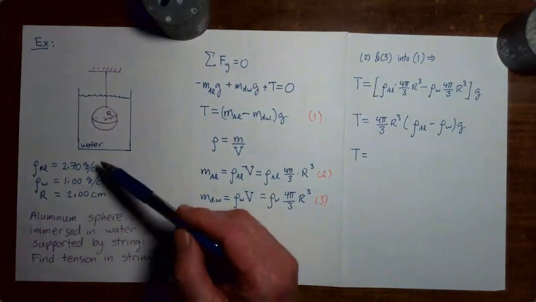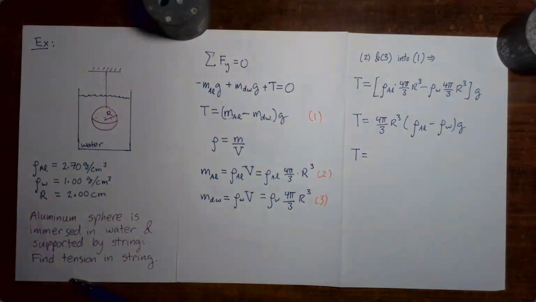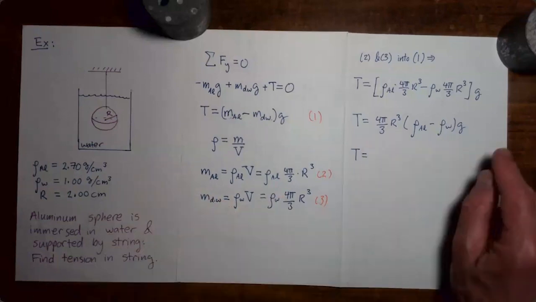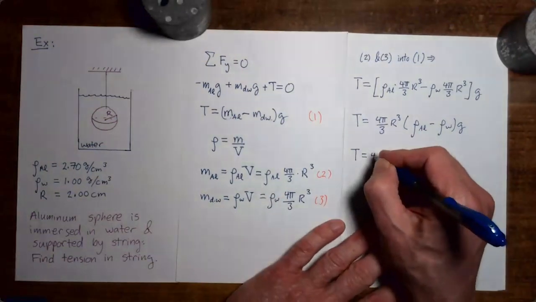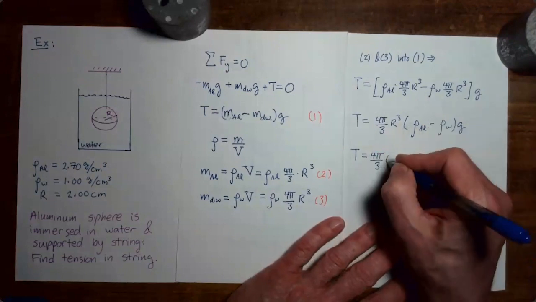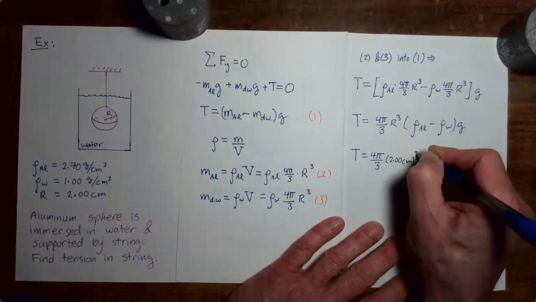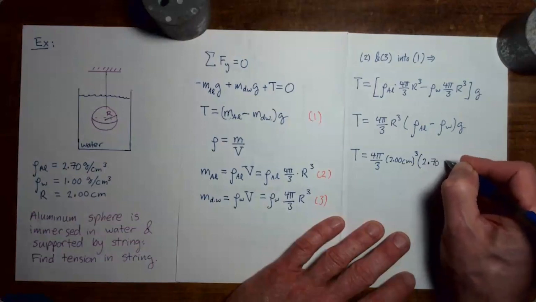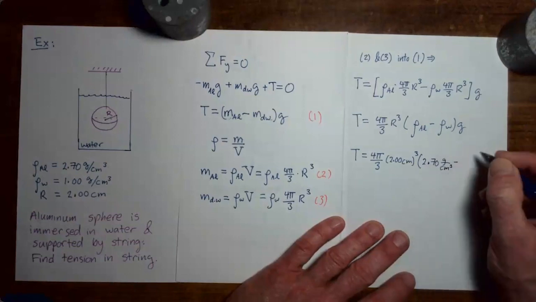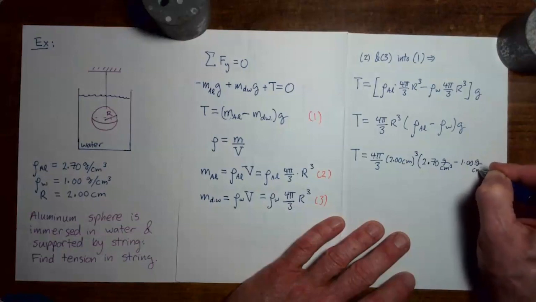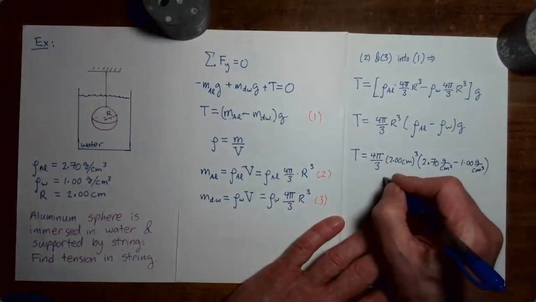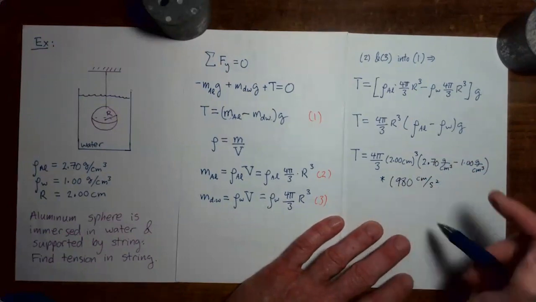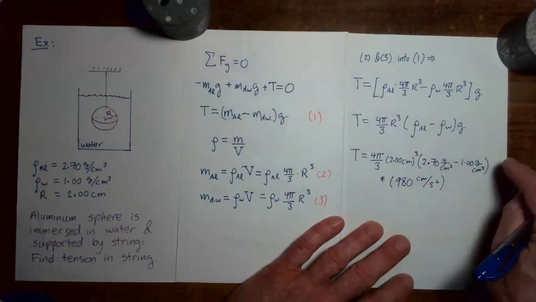Now, notice that the given quantities here are in terms of what we call CGS units: grams, centimeters, and seconds. So I'm going to continue using CGS units as we make the substitutions here. So we then have tension equals 4 pi over 3 radius 2 centimeters cubed. Then we have the difference of the two densities, so 2.7 grams per cubic centimeter minus 1 gram per cubic centimeter, then times little g, which would be 980 centimeters per second squared. So this is a multiplication. I just didn't have room for the g over here.